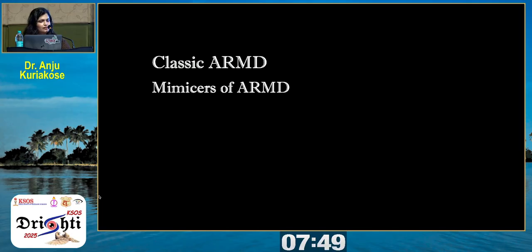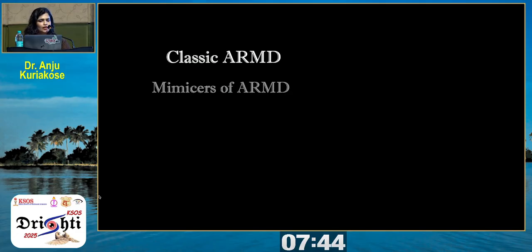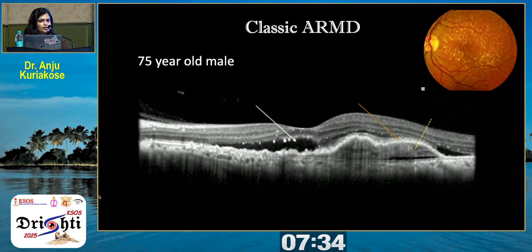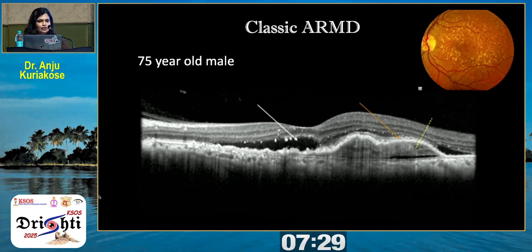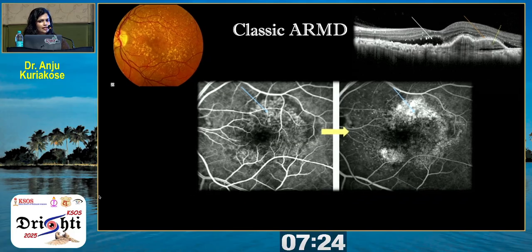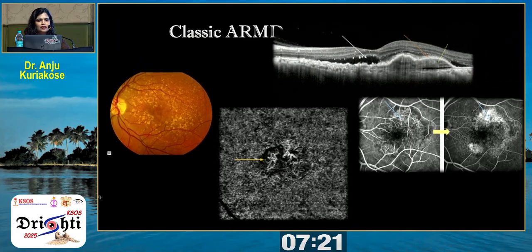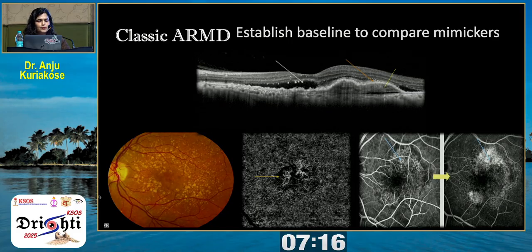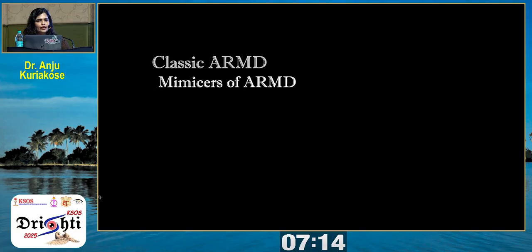So, there are two things. First is classic ARMD, next is mimickers of AMD. First, as a reference point, we'll see how a classic AMD looks. An elderly male presents with soft drusen and fibrovascular PED, OCT will show CNVM, and FFA will have a classical leak. This case, which all of us know, is just to establish the baseline to compare with the mimickers. Next is mimickers of AMD.